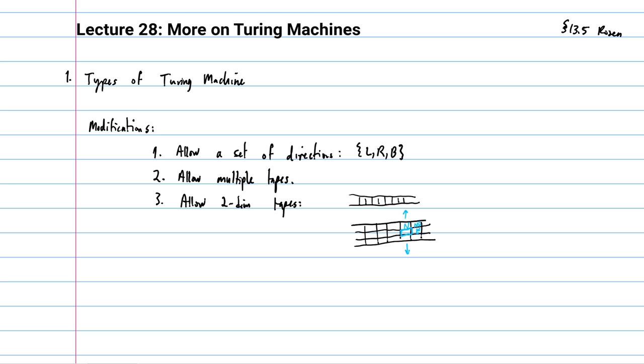So there's another modification. Number 4. The fourth modification is that you could allow for multiple control units, multiple heads, that would all be reading different cells at the same time.